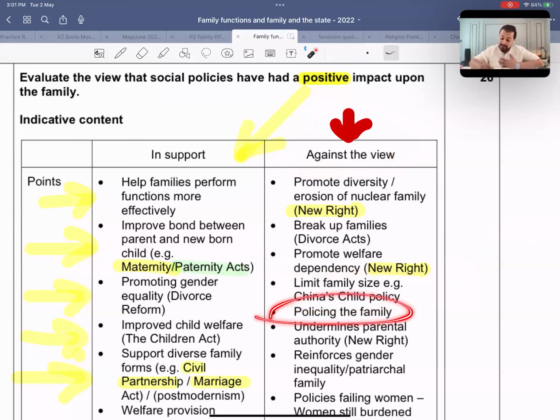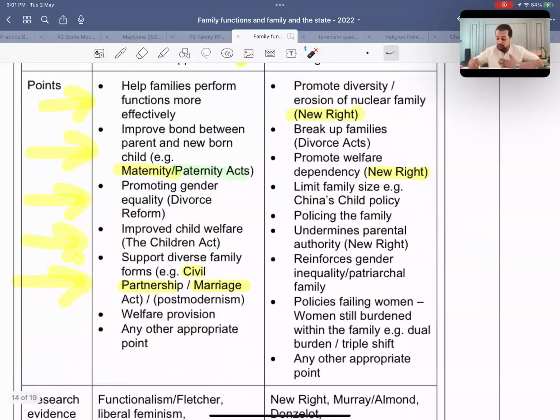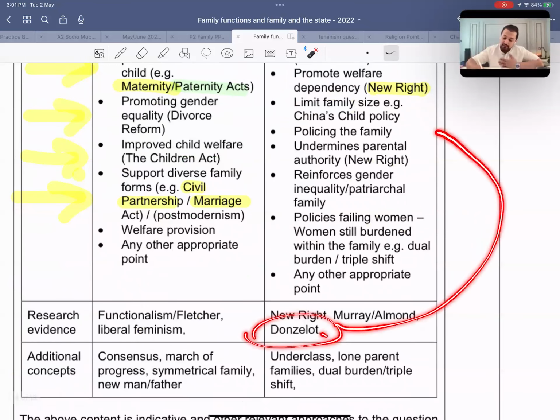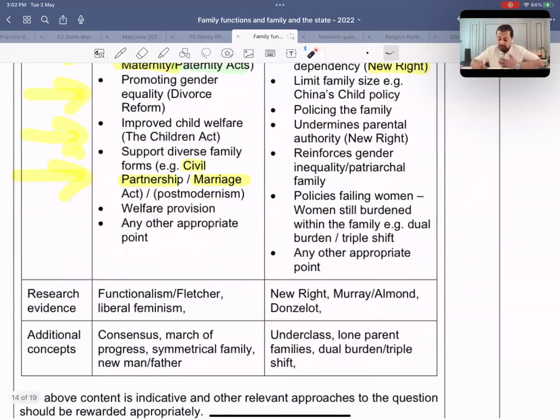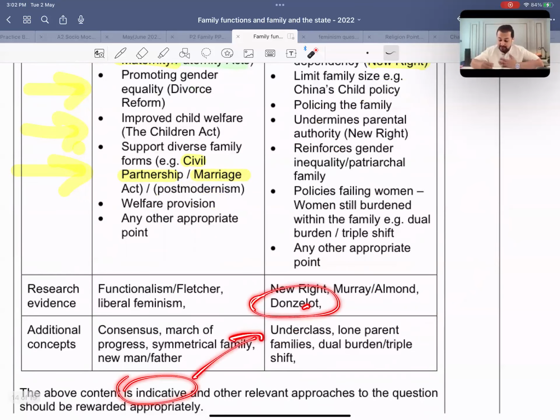Next, policing the family, or according to this view, the undue involvement that the state has in family affairs. I mean, you could Google this as well. Donzelot had written a book. You just type down "Policing the Family" by Donzelot, and you'd be able to get this through the internet as well. But then again, it is totally okay if you do not write or use all of these references over here. Like I said, this is all indicative content.